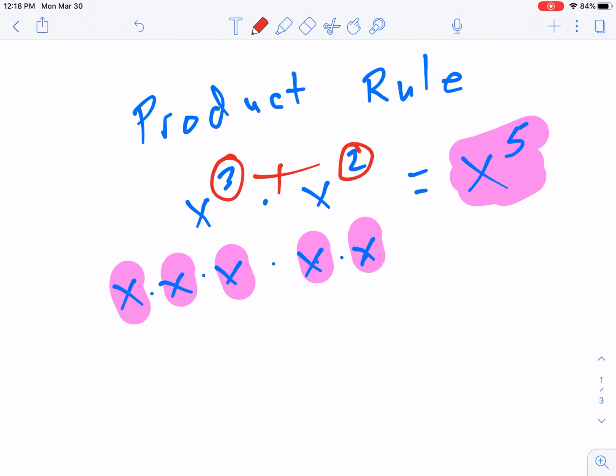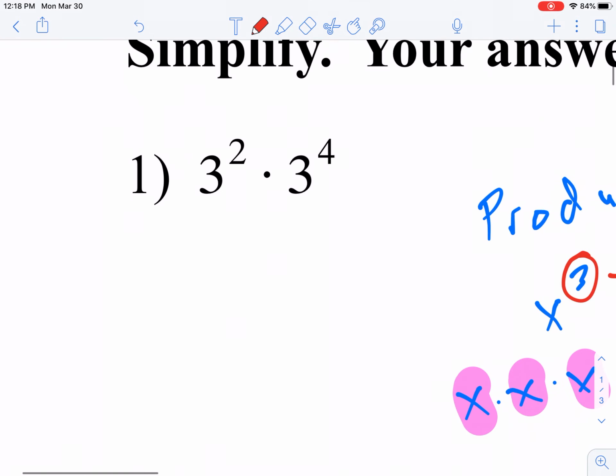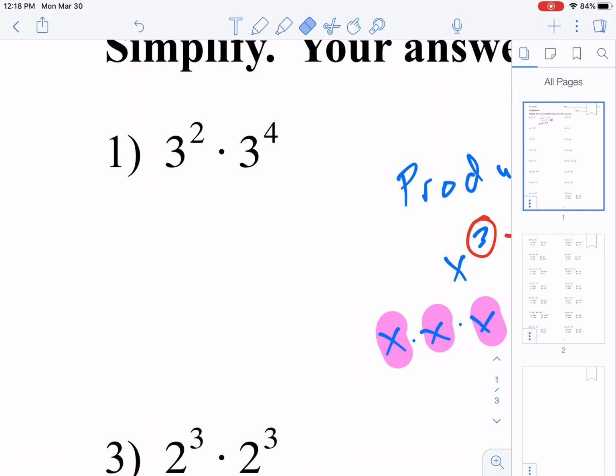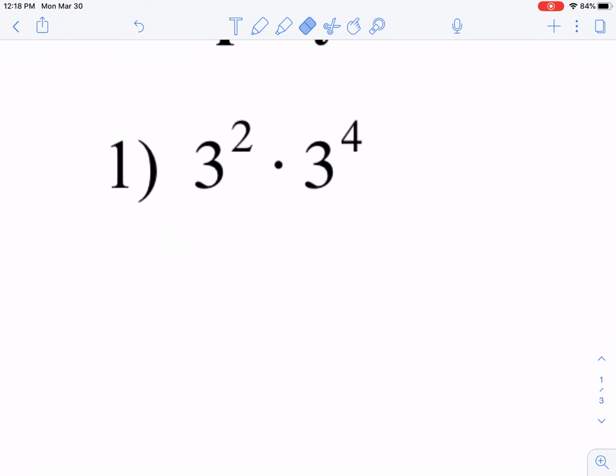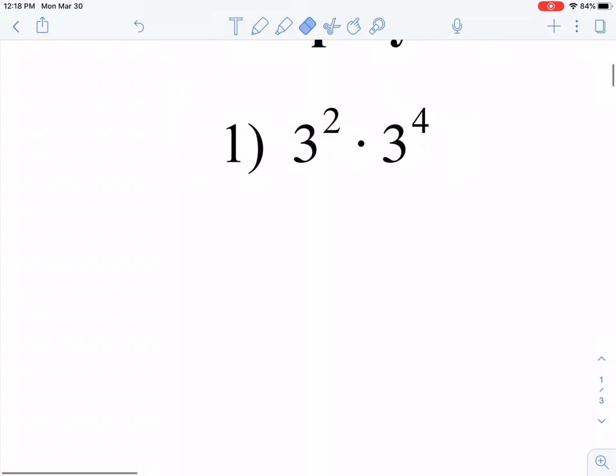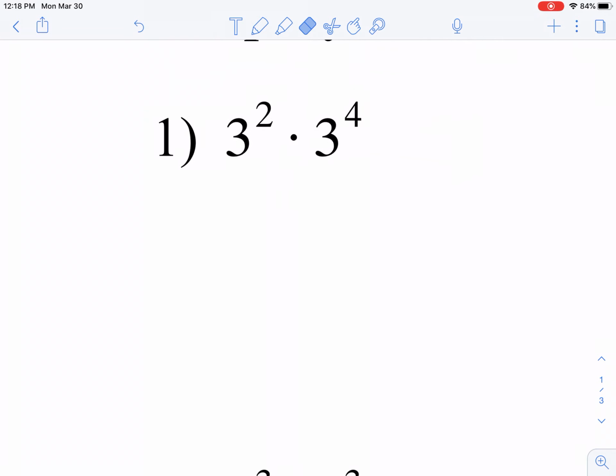All right, let's take a look at how this looks when we're talking about just a regular set of numbers. Number 1 says 3 to the second times 3 to the fourth. Typically with regular numbers, you just go ahead and work this out, but for the purpose of this, I want to show you how this works. All we have to do is keep the base the same, so we keep 3, and we add the exponents together. 2 plus 4 is 6. So this becomes 3 to the sixth.